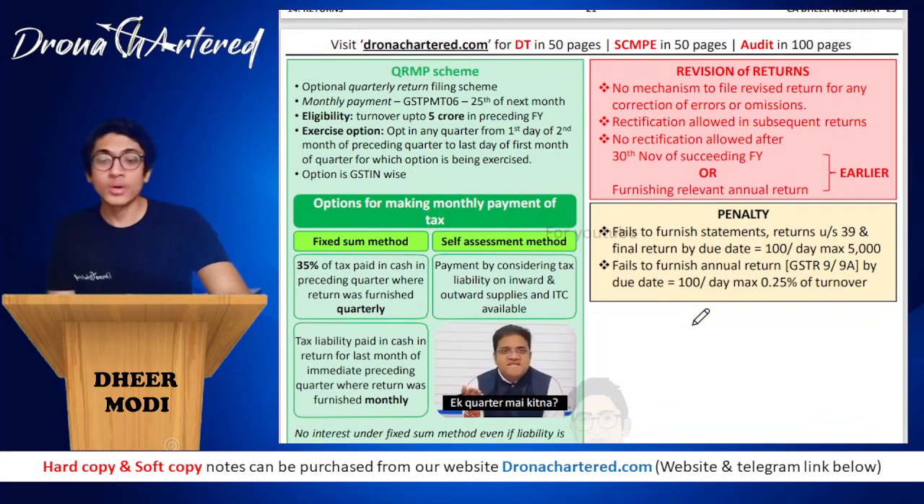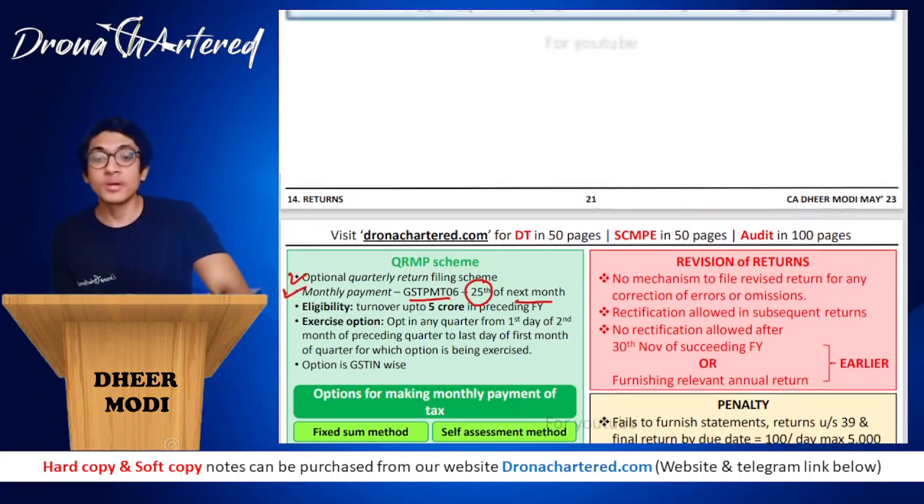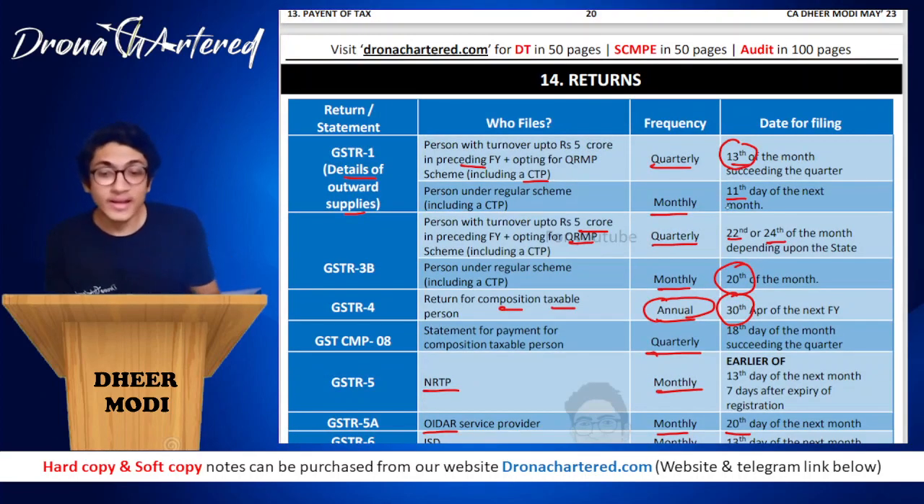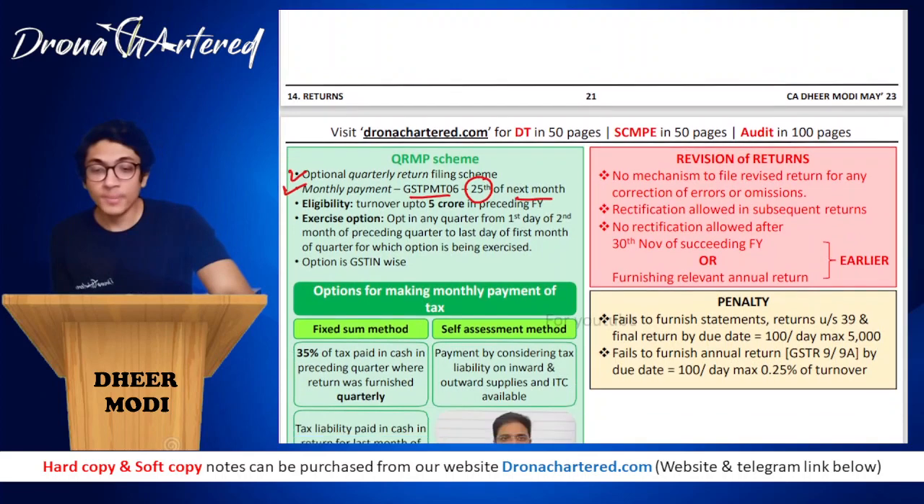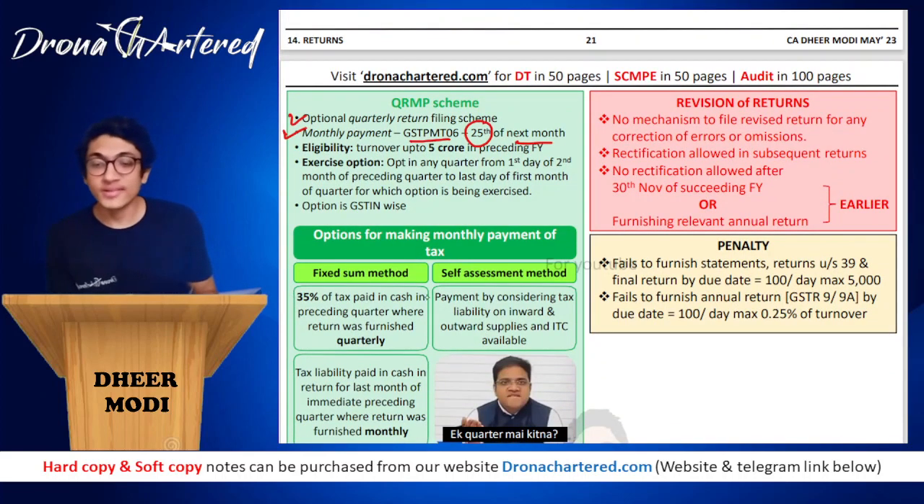Okay, next is your QRMP scheme. So your QRMP scheme is optional. Remember, it is not compulsory. So it is an optional quarterly return filing scheme, monthly payment. The payment has to be done in what form? That is your GST PMT 06 by 25th of the next month. So if you remember, your date for filing of the return was 13th of the next month of the quarter. And for payment, it is 25th of the next month.